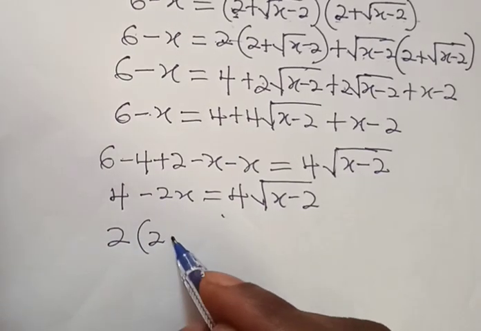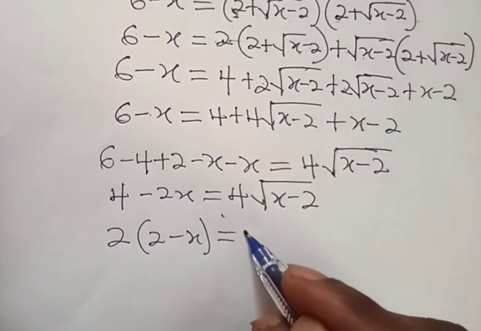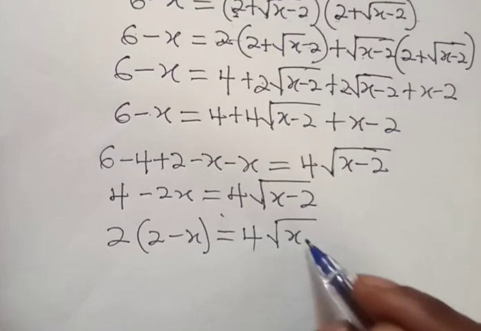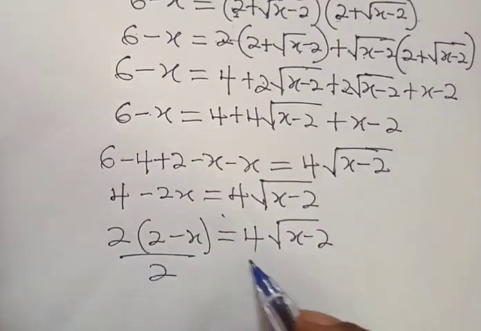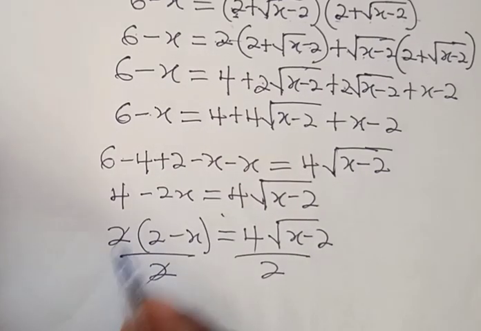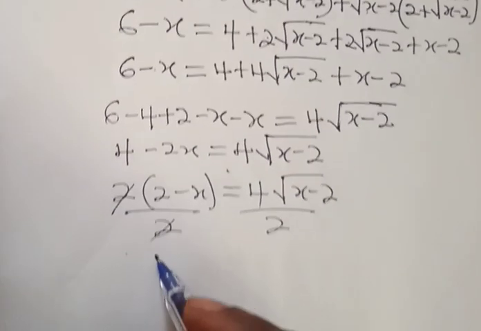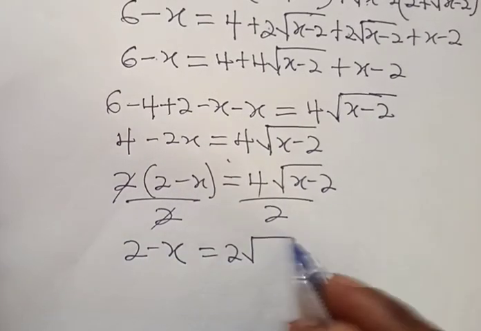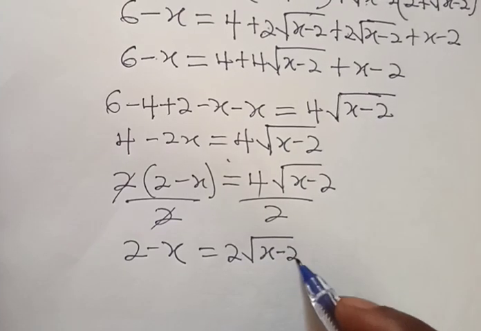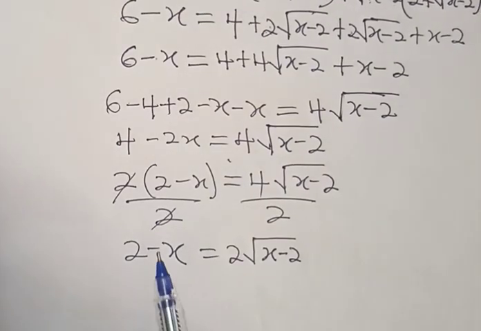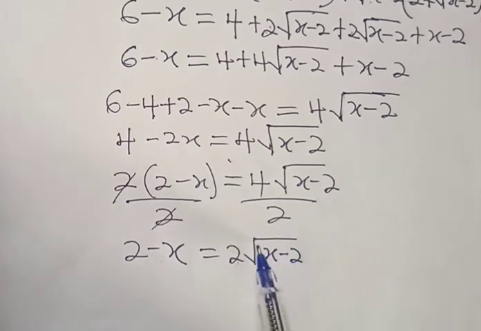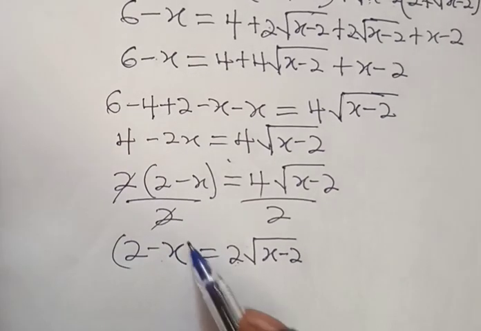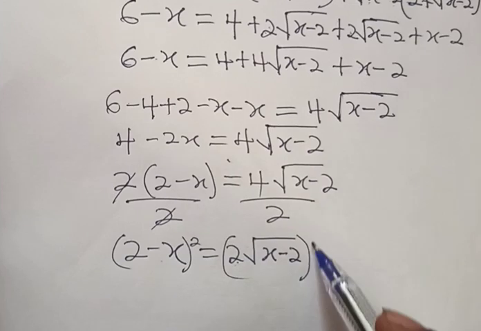Then we have 2 minus x, which is equal to 4 root x minus 2. Then we can divide both sides by 2, so that this one will go. Then we can have our 2 minus x, which is equal to 2 root x minus 2. All right, good. Now once we have this, we still want to clear the radical sign because the radical sign is still there. So what we do is we square both sides again like this.